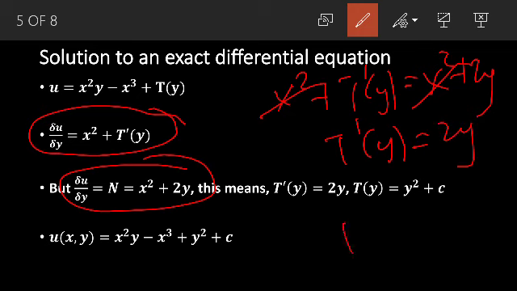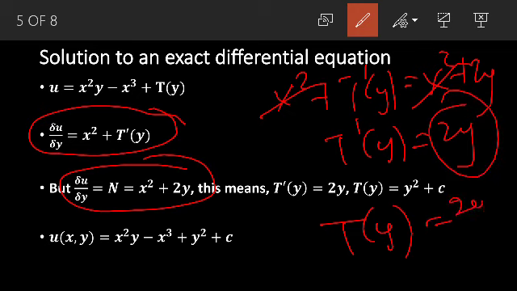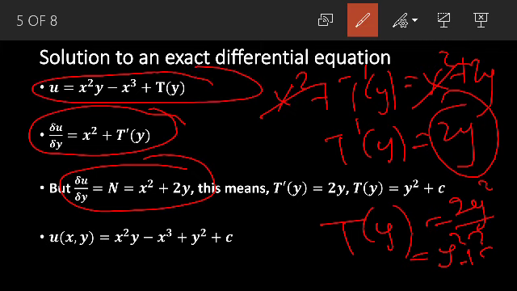Okay, so that means t as a function of y is going to be the integral of 2y. The integral of 2y will be 2y squared over 2, which will give us y squared. So that means that our t(y) is y squared plus a constant c. So that's to say, remember, this is the solution of our exact equation, that u is equal to x squared y minus x cubed plus t(y), but now t(y) is y squared plus c. So that is the answer to that very exact equation.